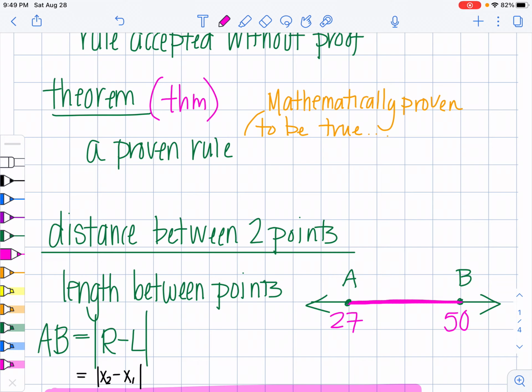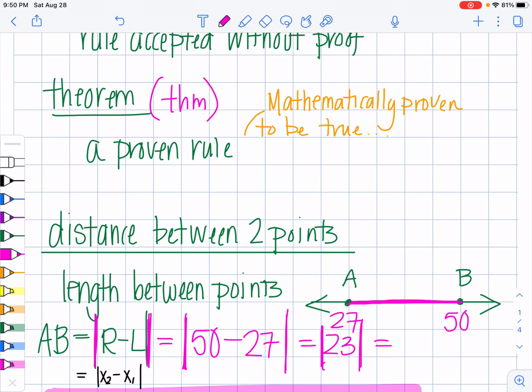So what's the distance between A and B? So to find distance, I use absolute value because remember, absolute value always makes everything positive, and it's impossible to have a negative distance. So I want to take my right point and subtract my left point. So I take my absolute value of my right point, which is 50 minus 27. How much is 50 minus 27? That's 23. And the absolute value of 23 is 23.